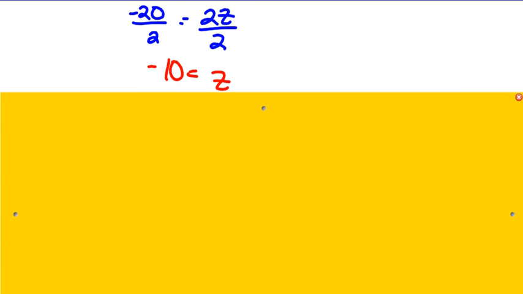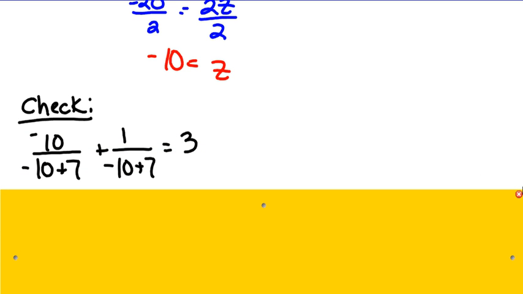So going back to our original. Let's double check. Is everything defined? So check the denominators. Negative 10 plus 7, that's a number other than 0. Other than 0, so far so good. And let's see how it simplifies for the next part.